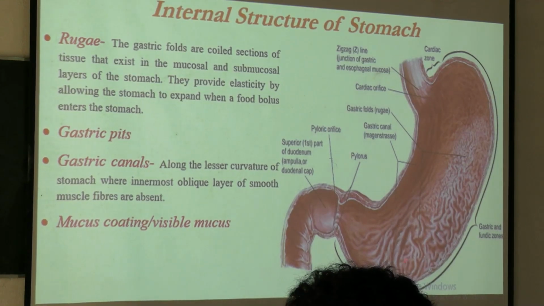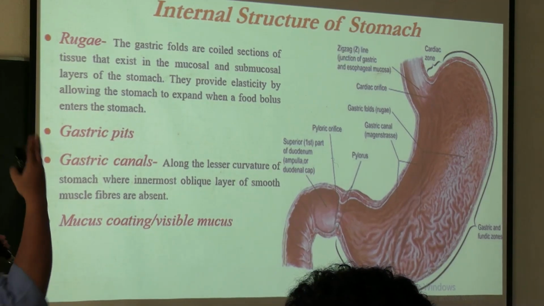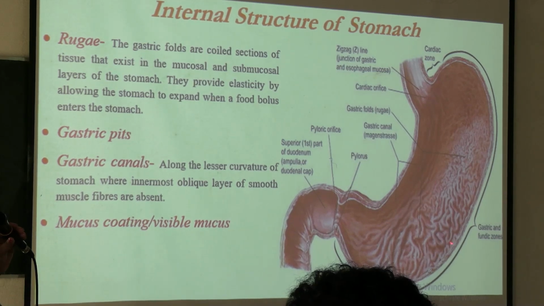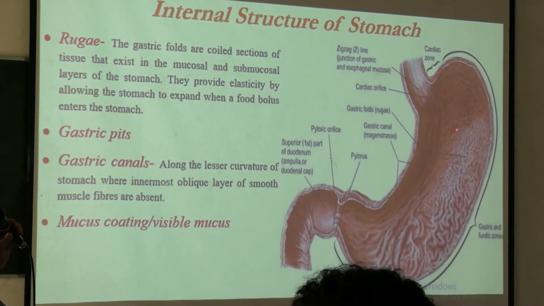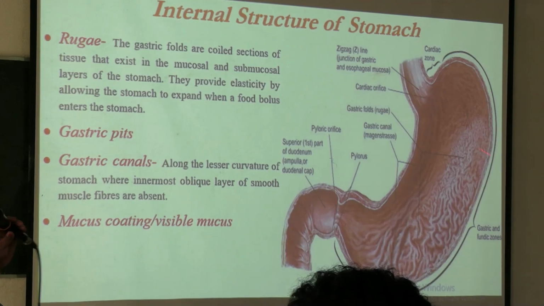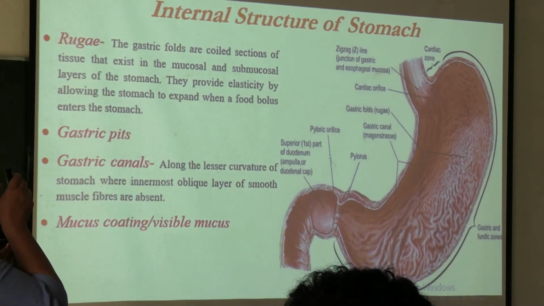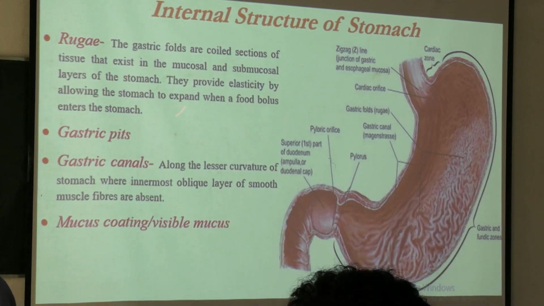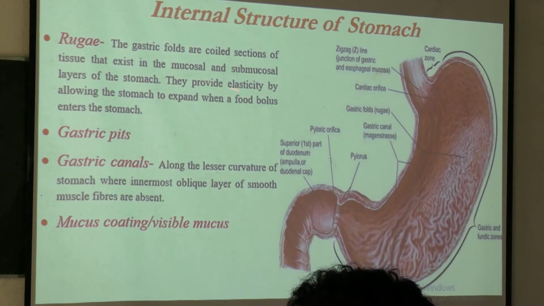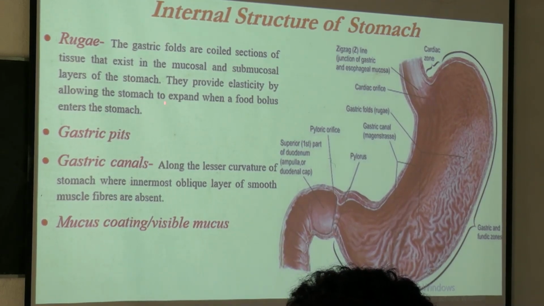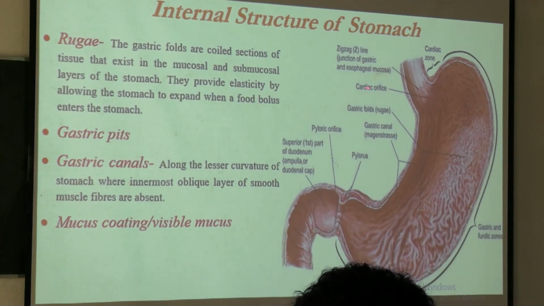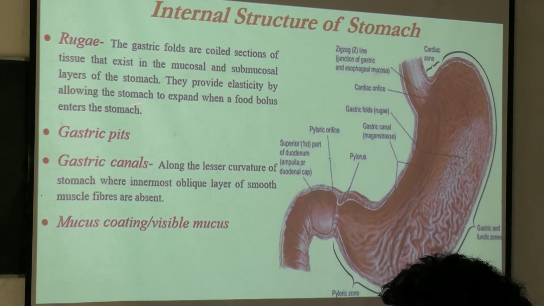So there are some rugae. It is a gross feature. If you cut the stomach longitudinally, here it has been cut, you see some folds. These folds you can see, these are known as gastric rugae, or gastric folds. Okay. In cancer of the stomach, these rugae will be absent. Okay. So rugae, the gastric folds, are coiled sections of tissue that exist in the mucosal and submucosal layers of the stomach, and they provide elasticity by allowing the stomach to expand when a food bolus enters the stomach.